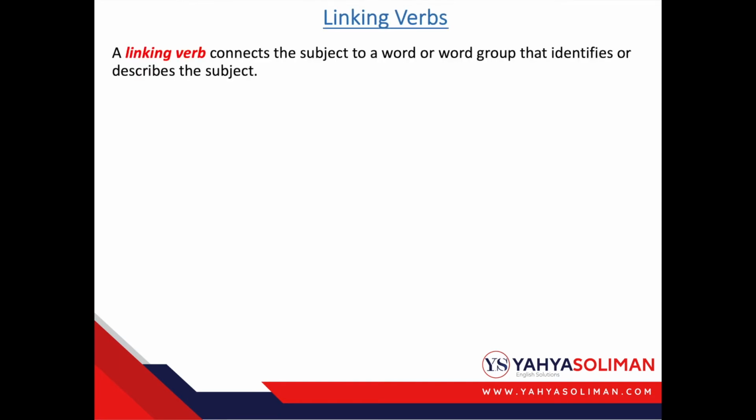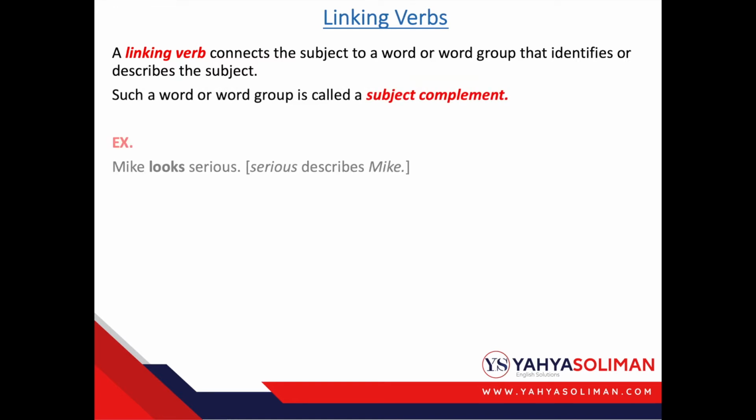The linking verb. A linking verb connects the subject to a word or a word group that identifies or describes the subject. Such a word or word group is called a subject complement. For example, Mike looks serious. Here, serious completes or describes Mike.